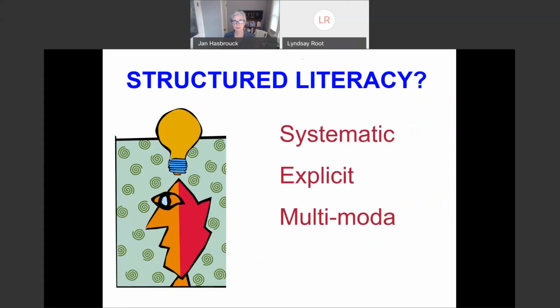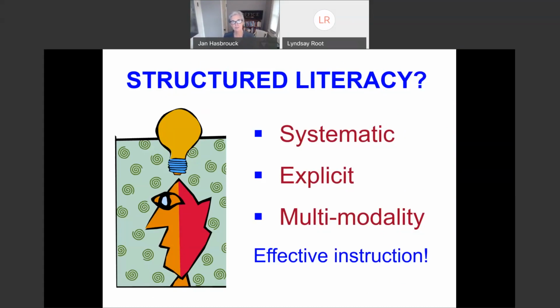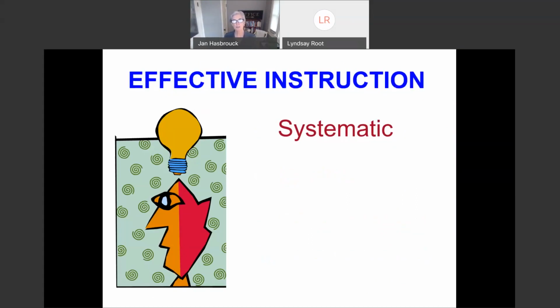What we mean by structured literacy is basically this: instruction that is systematic, explicit, and involves the multi-modality aspects of instruction. It's what we've known for a very long time. 50 years we've been studying effective instruction. We've been studying these components: systematic, explicit, multi-modality, and called it effective instruction. Structured literacy is a newer term that we're using, but we're talking about those component pieces.